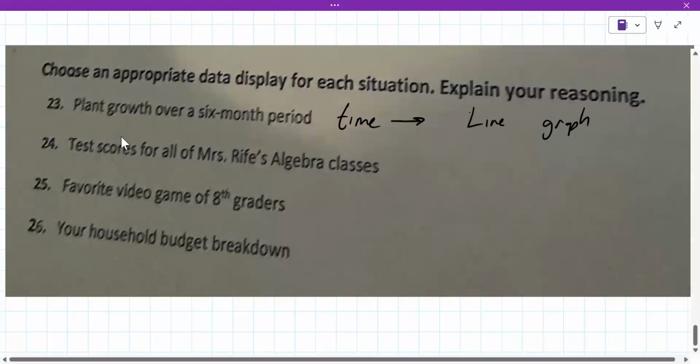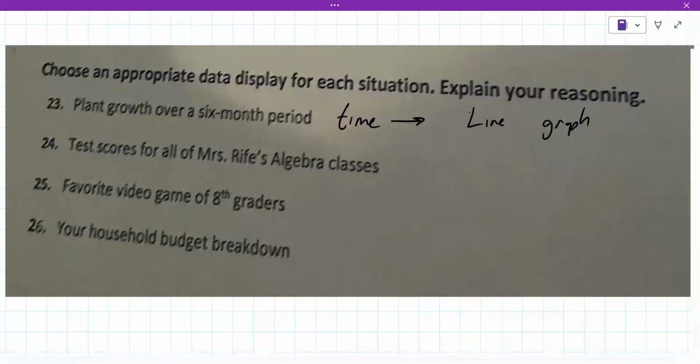Test scores for all of Mrs. Reif's algebra classes. Is that your teacher's name? No. Okay. This is kind of vague, but it depends on how many numbers and whether we're actually comparing between classes. Now it says for all. So it could be, and I'm going to throw in 3 options here for you to look at because it really depends on, well, I guess it could be even a 4th option.